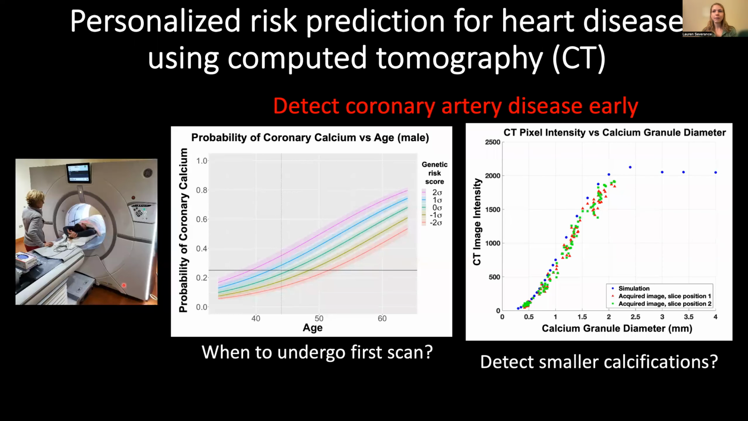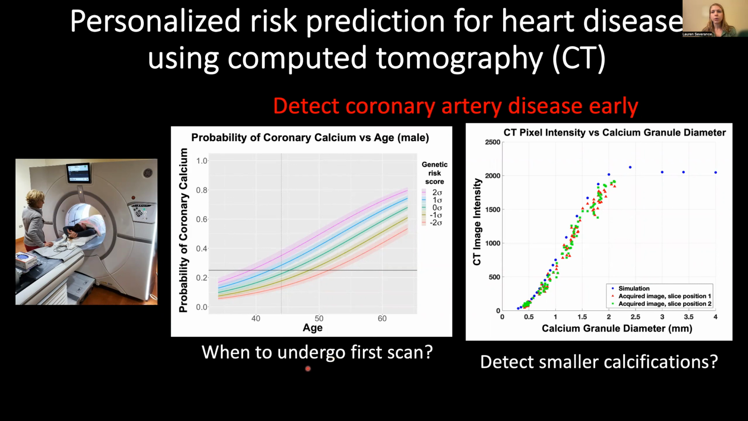Hi, everyone. My name is Lauren, and my research is focused on personalized risk prediction for heart disease using computed tomography, or CT, like in this clinical setup here on the left. My PhD was focused on detecting calcium in the coronary arteries, which is a sign of coronary artery disease.